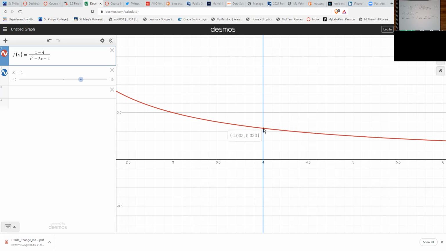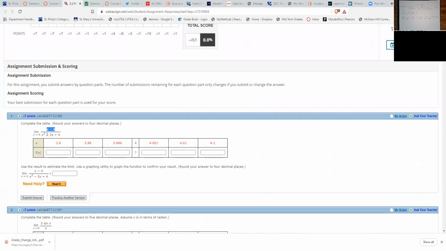But technically, when I get there, it's not defined. So I'm not allowed to go to 4, but I can get really close, infinitely close. That's the idea of limits. So I can use this idea of infinity to just keep trying to get closer and closer. So what you're going to do in this homework is plug in 3.9, get the y value here, 3.99, put the y value here, 3.999, you put that there, and then you're going to say, well, it's getting closer and closer to 0.33 whatever. Can you say how you did that?